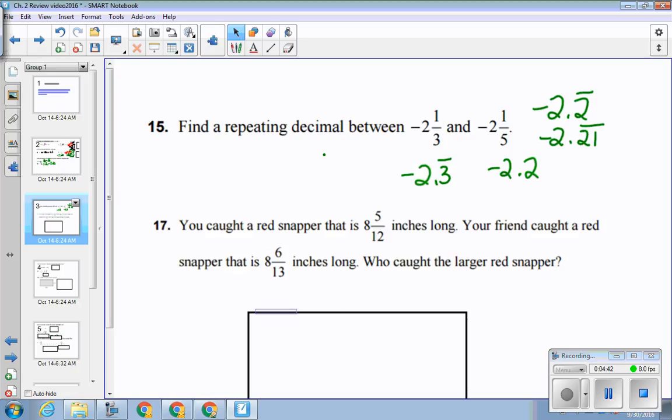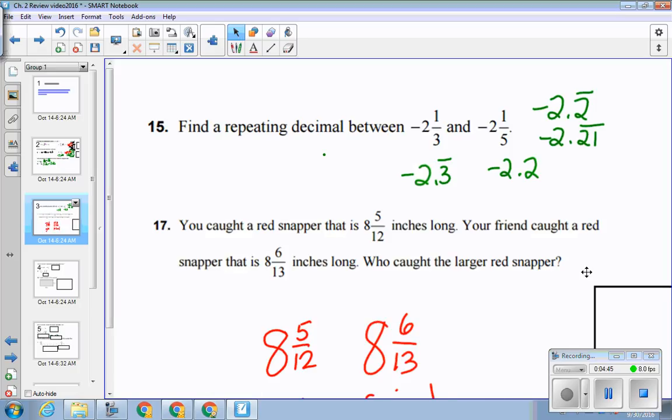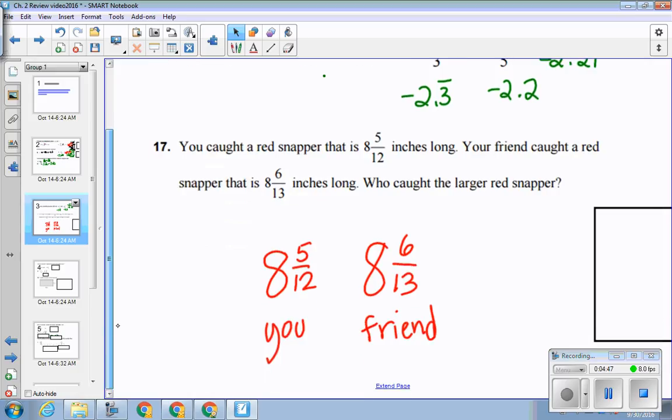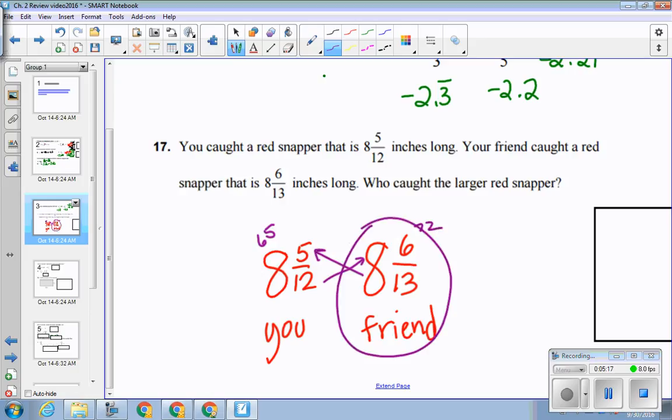So let's compare these 2 lengths. So your fish and your friend's fish, did you know that's a kind of fish? I wrote them out, and they're very hard denominators to compare. So that's when we can really use our little trick of multiplying 13 times 5, and that fraction multiplies to be 65, and then we have 12 times 6, which is 72, and since 72 is greater than 65, that means your friend's snapper is a little bit longer.